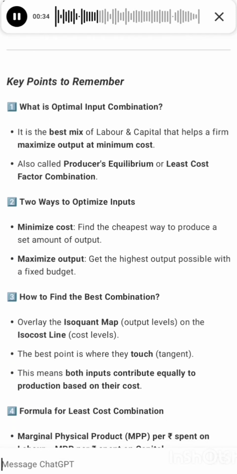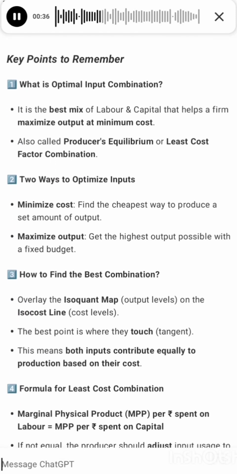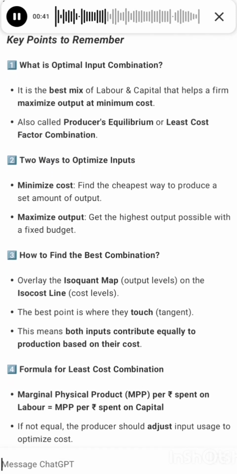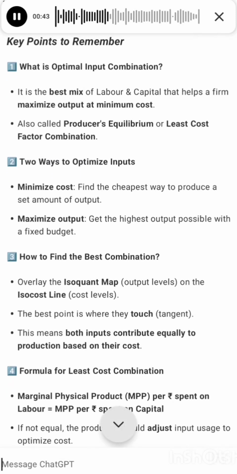2. Two ways to optimize inputs. Minimize cost: find the cheapest way to produce a set amount of output. Maximize output: get the highest output possible with a fixed budget.